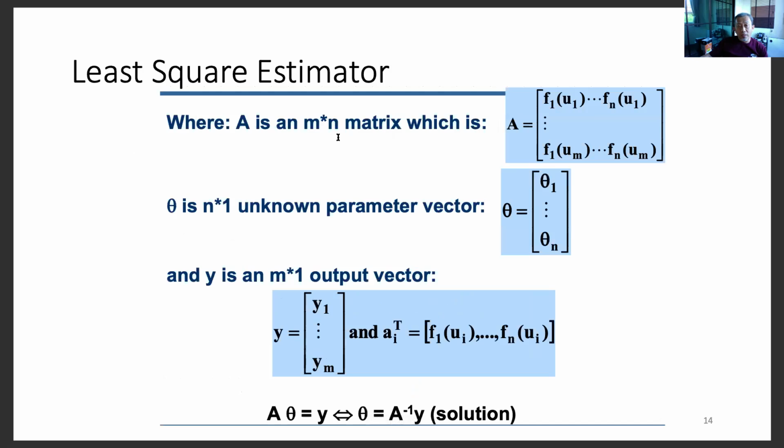Here A is an m times n matrix, shown here in general form, and theta is the unknown parameter vector: theta 1, theta 2, theta 3, and so on. We are going to calculate theta using the least square method, and y is the output vector. If A theta equals y, we can simplify the equation where theta is equal to the inverse of matrix A multiplied by y. That is the solution for theta.